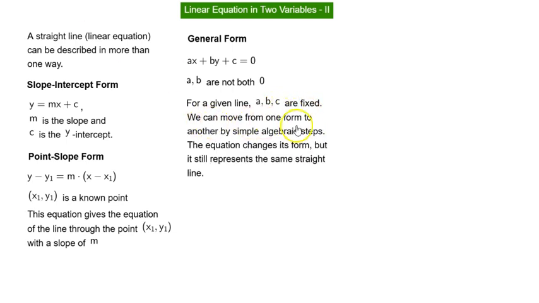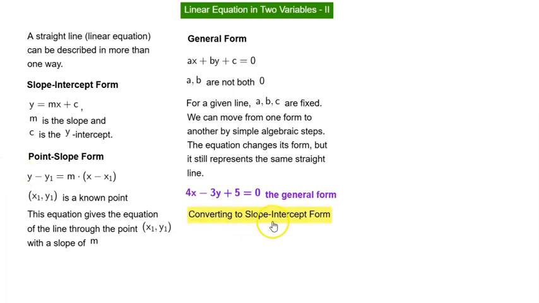Now, we can move from one form to another by simple algebraic steps. The equation changes its form, but it still represents the same straight line. So let us take one linear equation in the general form and convert it. First, converting to slope intercept form. So we want it in the form y is equal to mx plus c. I'm sure you can figure out yourself how to do that.